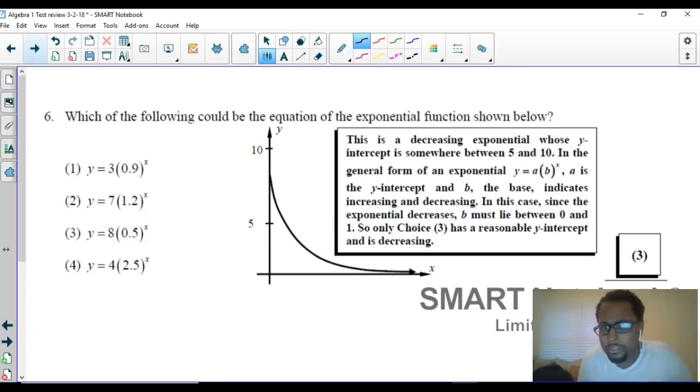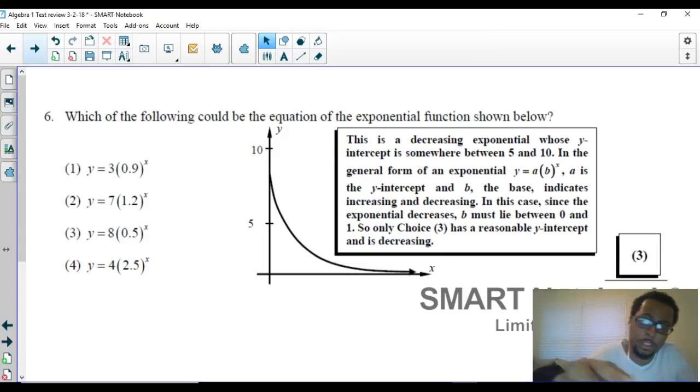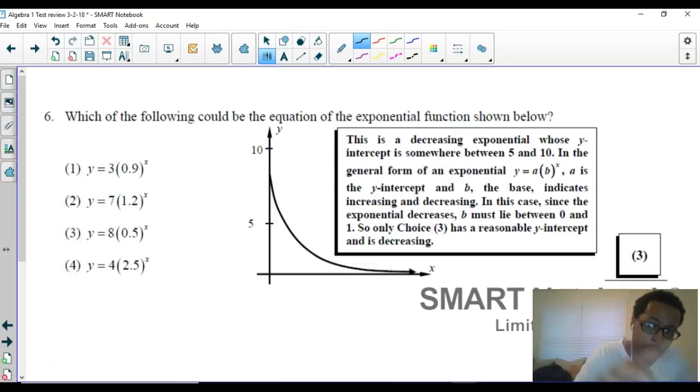Okay, which of the following could be the equation of the exponential function shown below? So the first thing I'm going to look at is to make sure these are all exponential functions, and they all are exponential functions. So I can't cancel out any by looking at that. Second thing I'm going to look at, and Mr. Swenson in the answer key has it, this is decreasing. So if it's decreasing, it's going to be below 1.